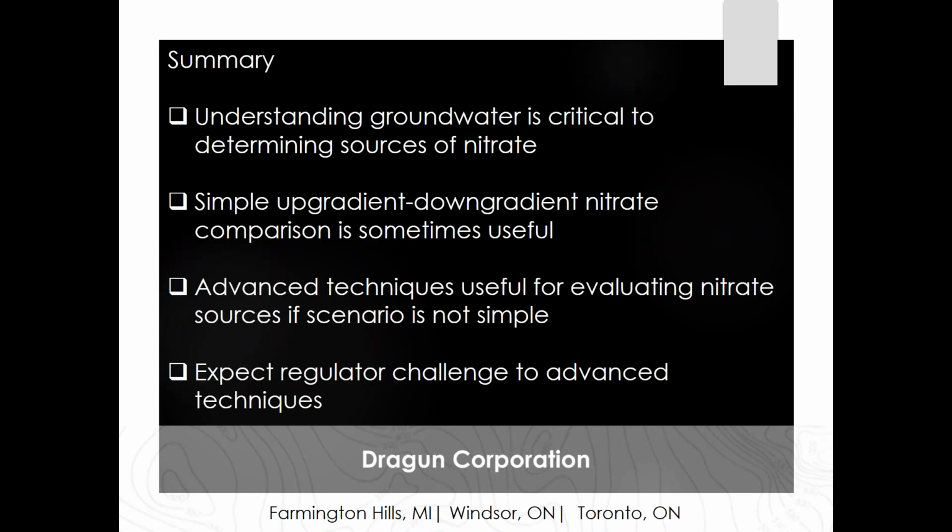So we've gone over a lot, and I just want to summarize in a few statements. Understanding groundwater is critical to determine the sources of nitrate. No matter what advanced technique you use, it has to be consistent with the groundwater flow direction, the groundwater velocity, and so on. The simple up-gradient, down-gradient nitrate comparison is sometimes useful in simple situations. Advanced techniques are useful for evaluating nitrate sources if the scenario is not simple. There could be changes in the groundwater flow direction, or multiple potential sources. And then just based on experience, not just with nitrogen 15 isotopes, but any type of advanced technique, you could expect challenges from the regulators, especially if it doesn't fit their conceptual model of where nitrate sources are.